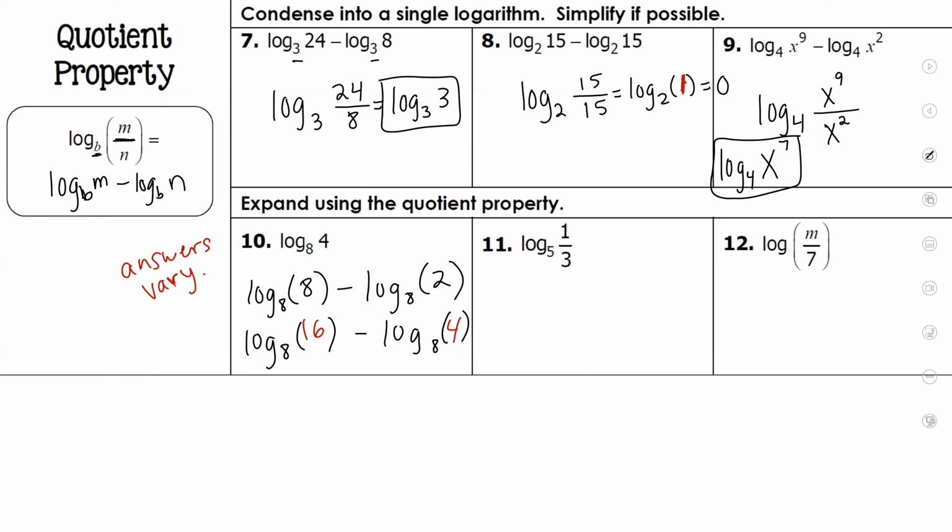Okay, let's try this one. This will be log base 5 of 1 minus log base 5 of 3. What is log base 5 of 1? 0 minus log base 5 of 3. So it's actually just negative log base 5 of 3.